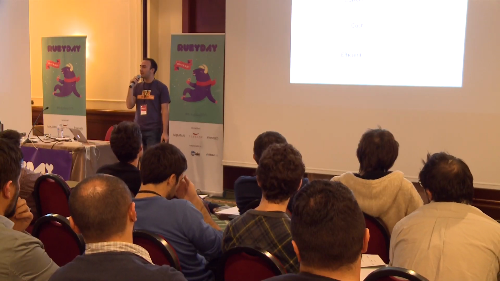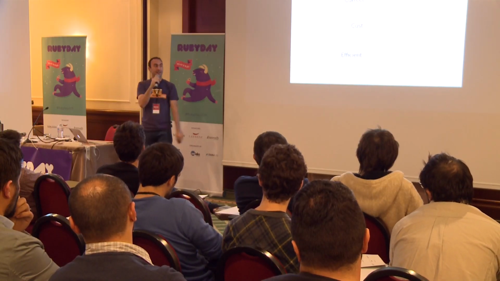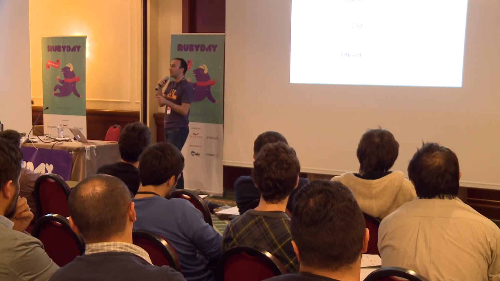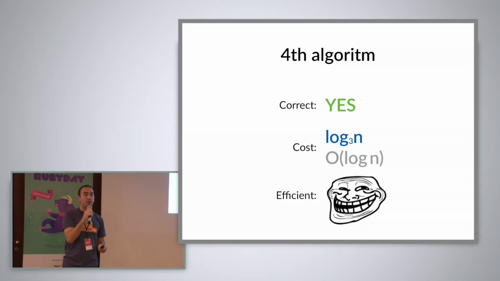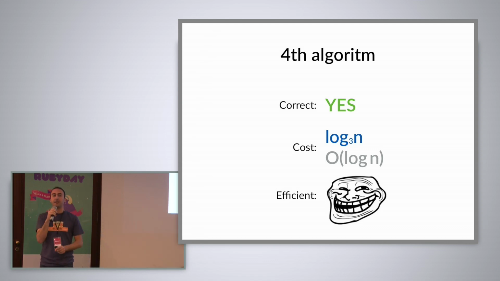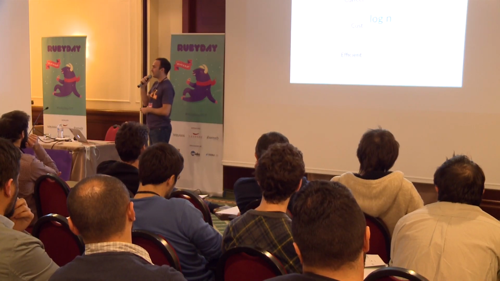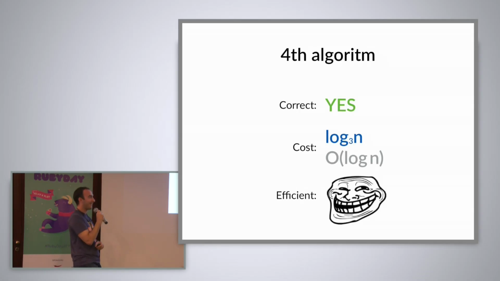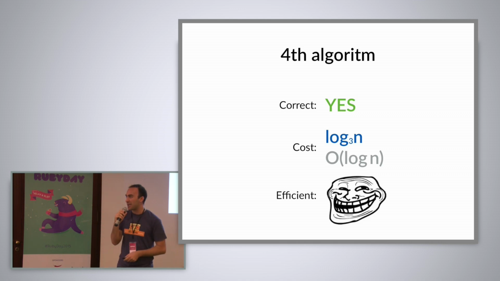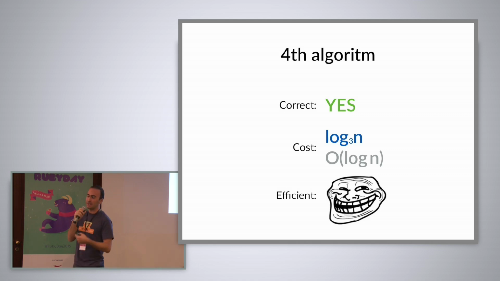What's the cost of this algorithm? Excellent. So if we talk about the big O notation, the cost of the algorithm is exactly the same as the previous one. It's still logarithmic scale, but practically speaking, it's logarithmic in base 3. So it's slightly faster than the previous one. Is it efficient? Yes, it is. There's no way to do better, and you can demonstrate that, but I'm not going to do that.